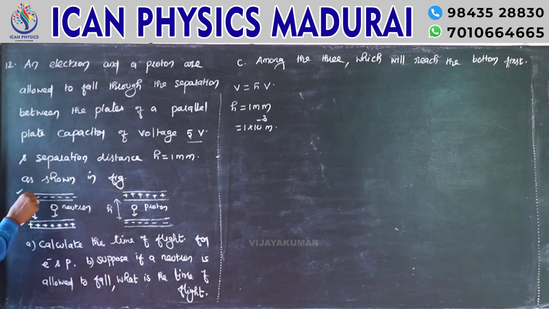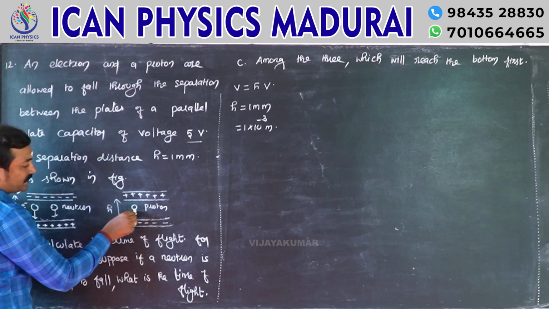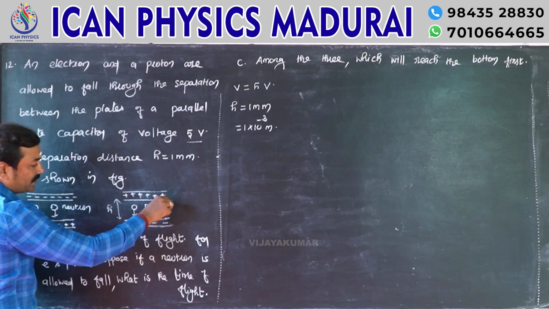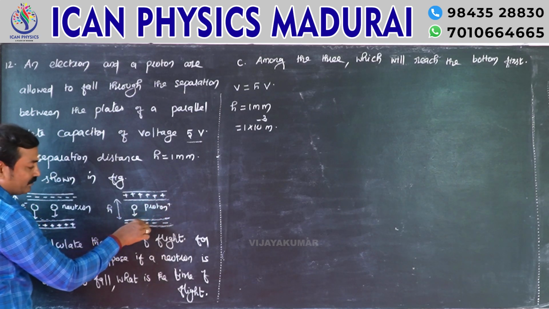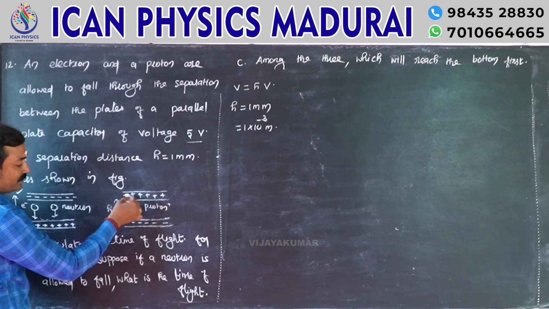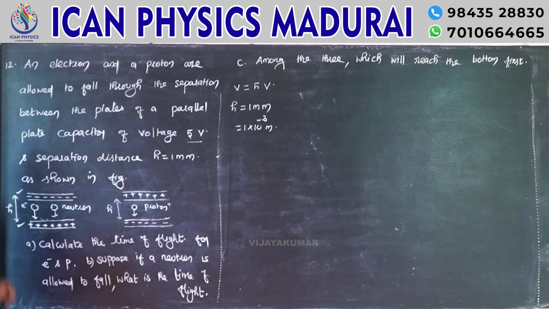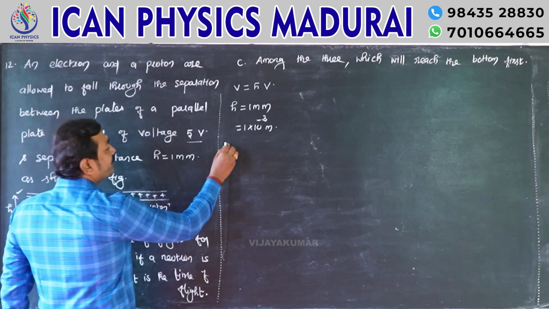Now, two plates are separated by a distance of h. The electron is attracted by the positive charge, so the positively charged plate is at the bottom. Here, the proton has a positive charge. It always moves towards the negatively charged plate, so the negatively charged plate is placed at the bottom. Okay. So, calculate the time of flight.